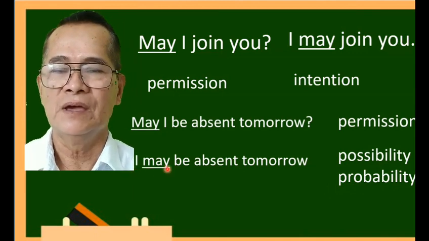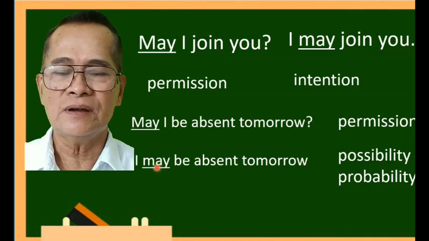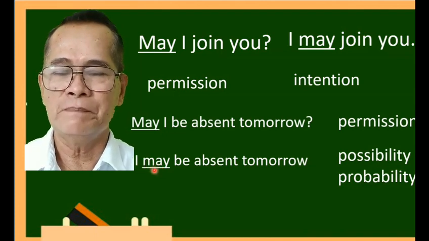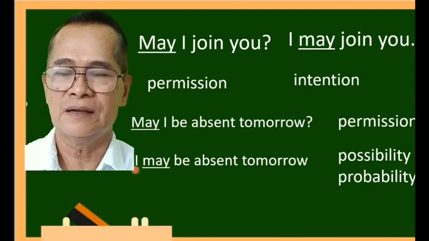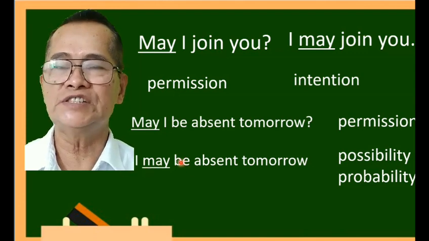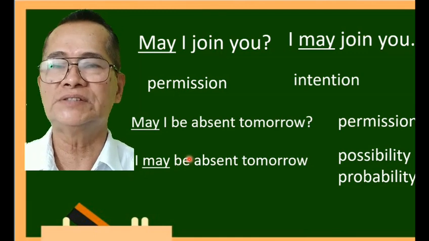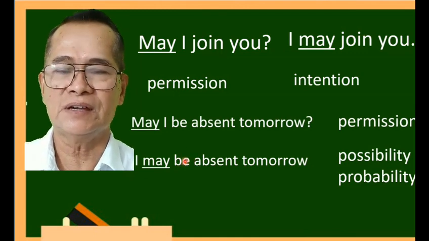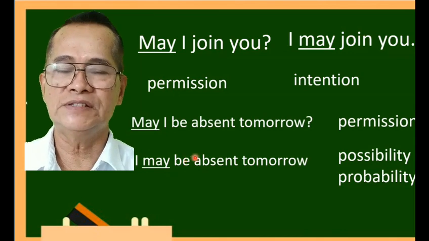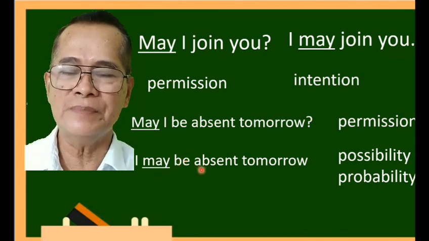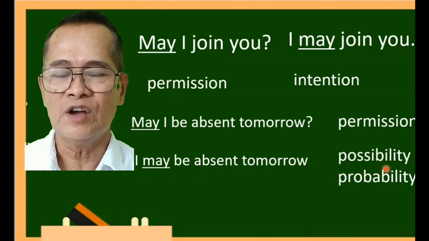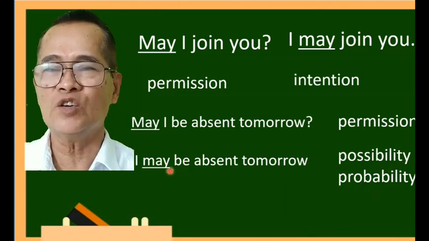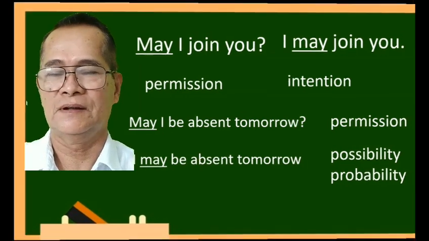By the way, when we say intention, permission, or possibility, pag ginamit natin ang pronoun na I, the idea is that the speaker is the one who is giving the idea, who is expressing the mood in the sentence, like this one. I may be absent tomorrow. It is a possibility or probability that I may be absent. Maaring hindi ako makapasok bukas.